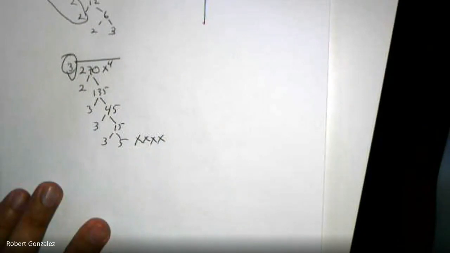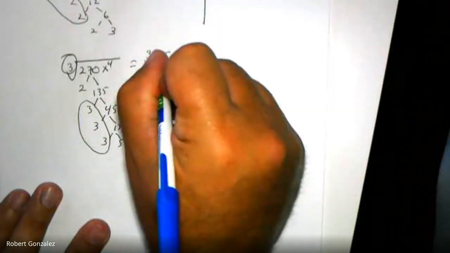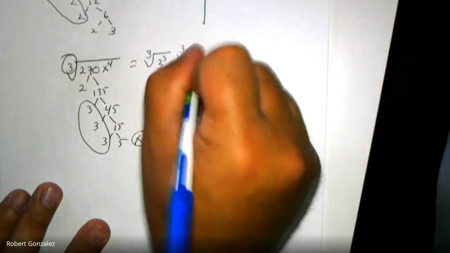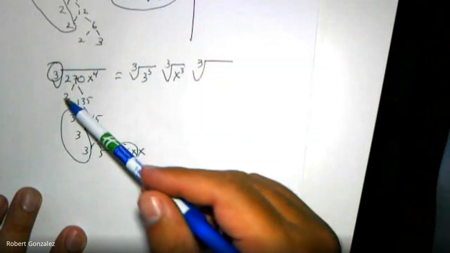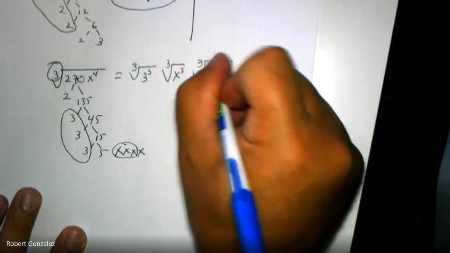We're doing cube roots. Let's circle groups of 3. I have 3 3's, and I have 3 x's. When I rewrite this, I'm going to rewrite this as 3 3's, 3 x's, and leftovers. But what are my leftovers? I have a 2, a 5, and an x. When I multiply those, I get 10x.